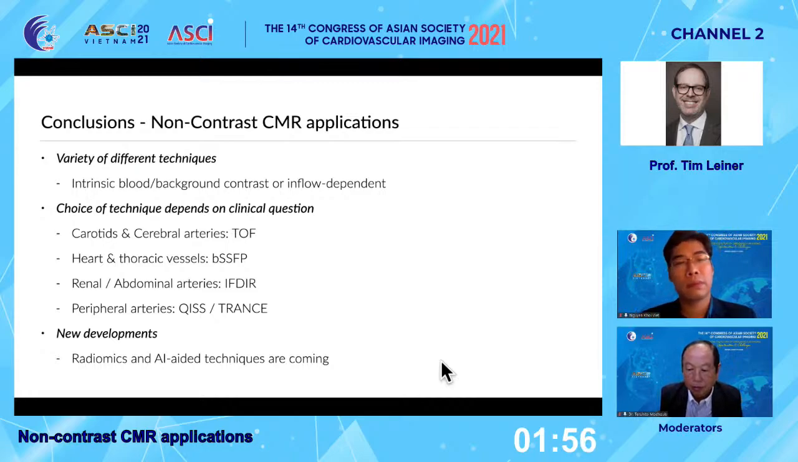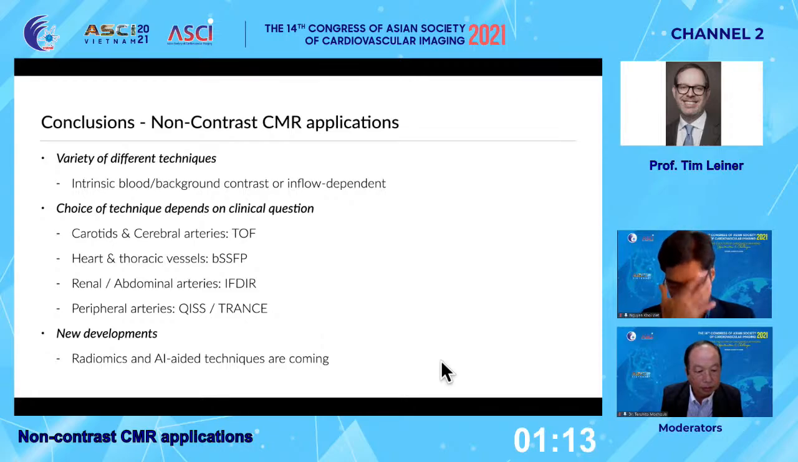So there's a variety of different techniques that are each suited for different indications that either use intrinsic blood to background contrast or flow-dependent techniques that allow for imaging different anatomies and different vascular territories and pathologies. So the choice of technique obviously depends on the clinical question. For carotids and cerebral arteries, time-of-flight techniques are very well suited. For the heart and thoracic vessels, balanced SSFP techniques are great. For renal and abdominal arteries, IFDIR techniques are great, and for peripheral arteries, KISS techniques and TRANS techniques are great.